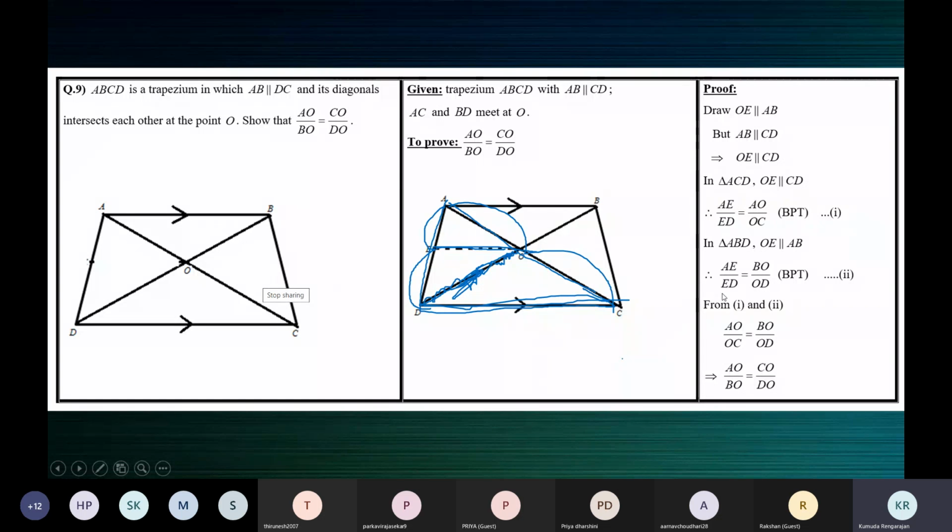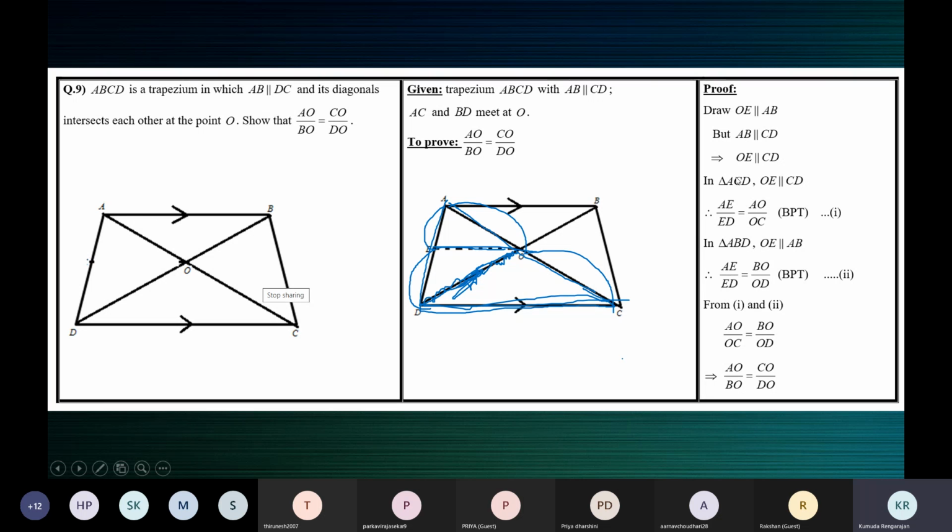So when you're writing the second one, make sure that you write it in the same way. AE by ED, write it as AE by ED here also. When you take up the two triangles and apply BPT, just identify the common side. There will be a common side. Only then you can compare the two proportions. Please think for yourself. I'm not telling you again.